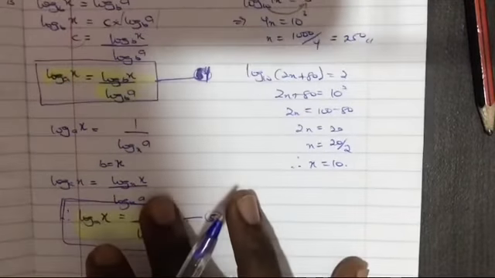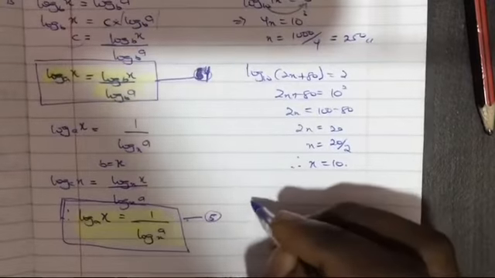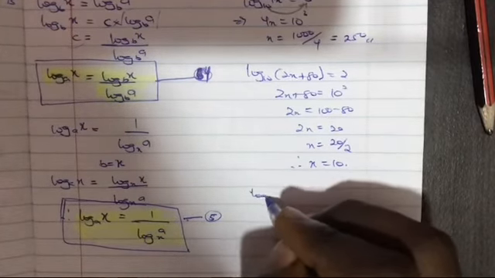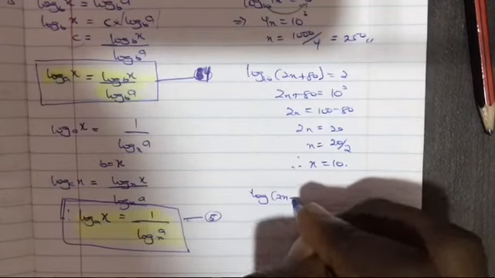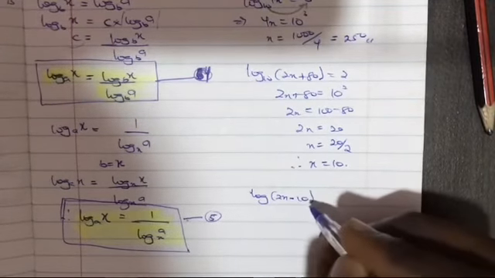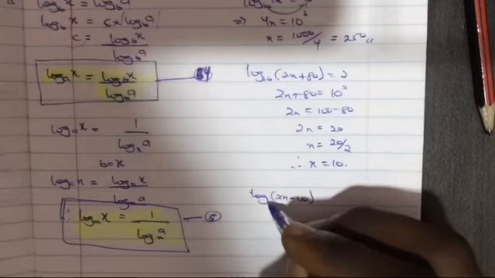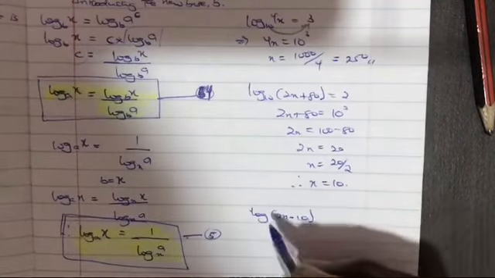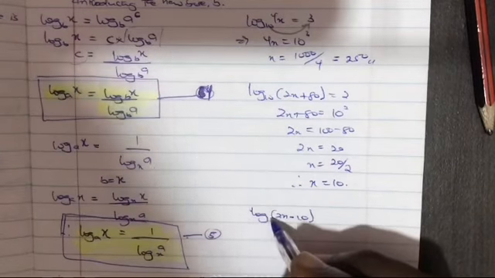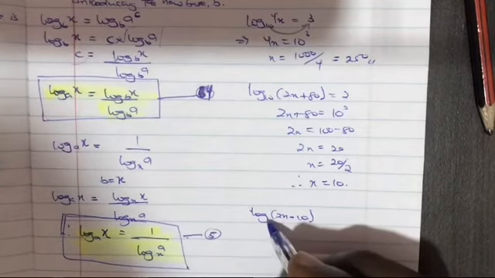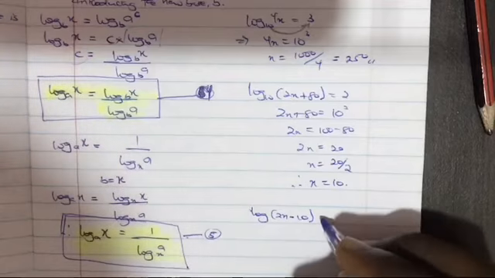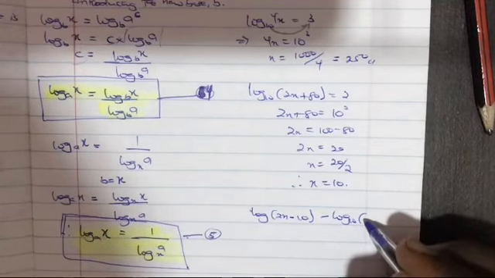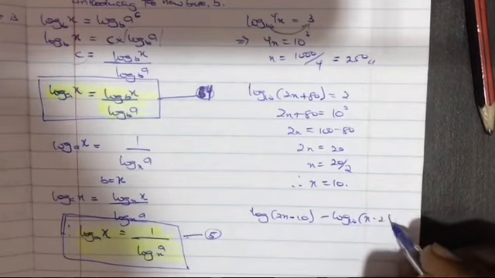We also have this question. Let's say find x if log of 2x minus 10 to the base 10. I'll write the base 10 because, remember, if you see any logarithmic equation where the base is not written, we assume that it's base 10. So minus log of x minus 2 to the base 10 is equal to 1.